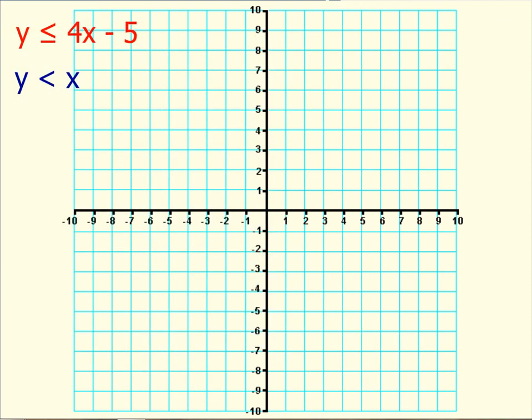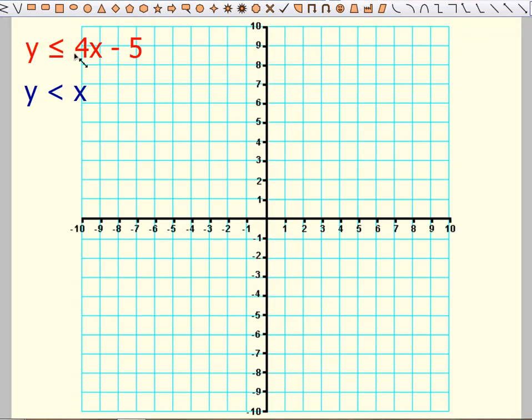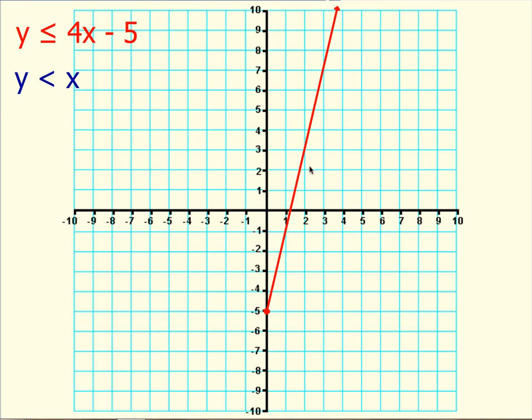So let's do one more. First inequality in red tells me that I need to start at -5 and go up 4 right 1, and my line is going to be solid. So starting at -5, going up 4 right 1, let's get this in the right place, right about there. I'm going to extend it so that it goes all the way across my graph in both directions.